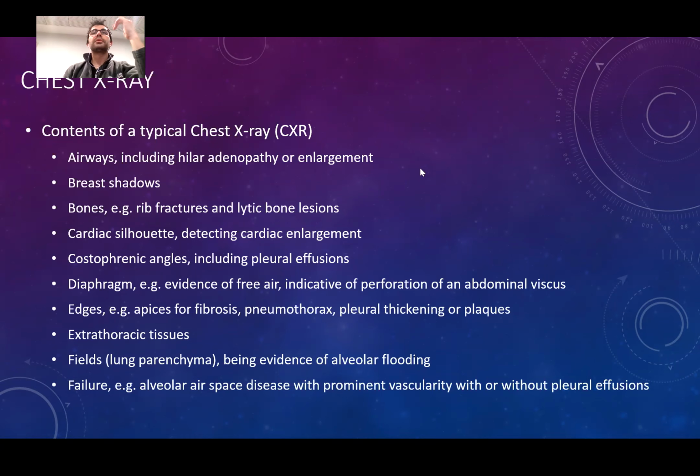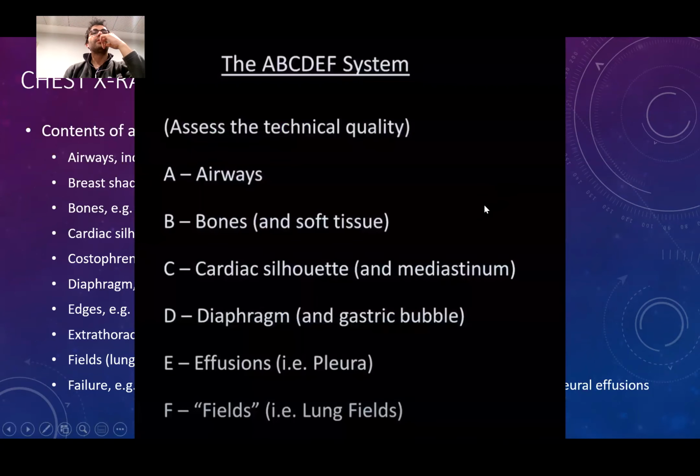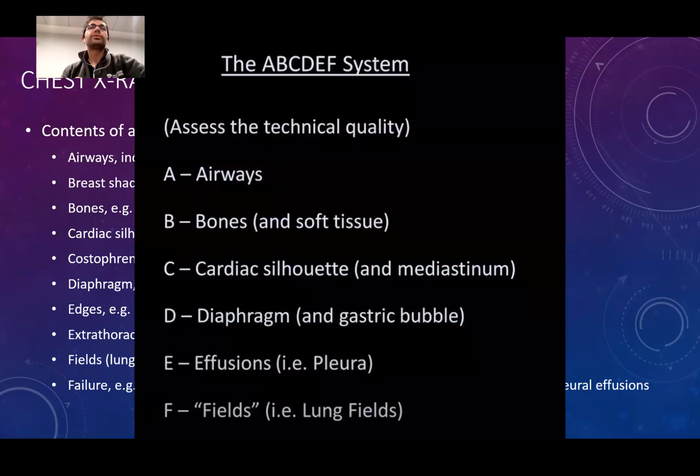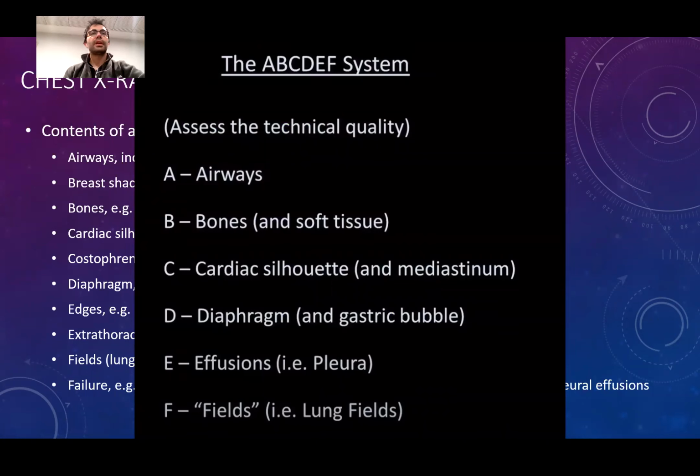There are a few approaches. One is A, B, C, D, E, F, which is the longer version of it. The shorter version is A, B, C, D, E, which is airways, bones, cardiac silhouette, diaphragm, and effusions. You can follow these ones.